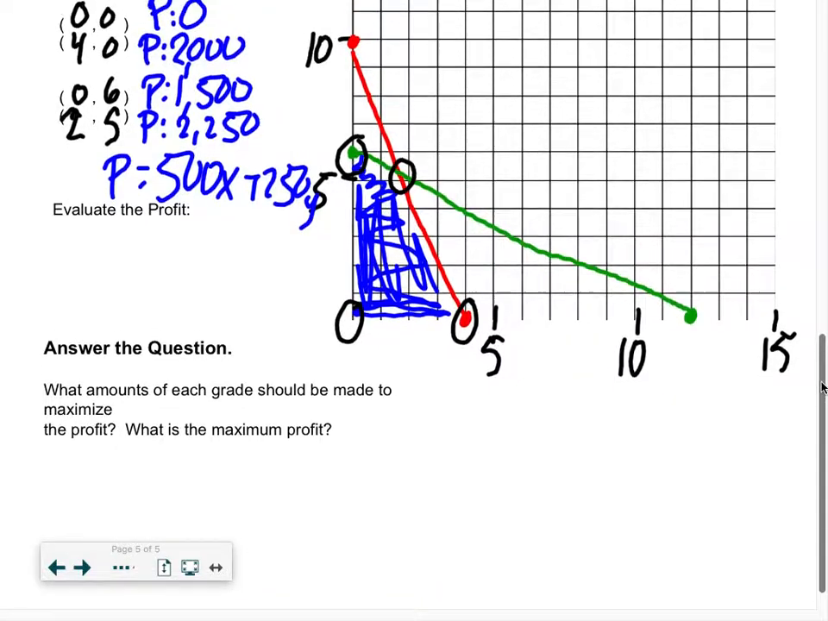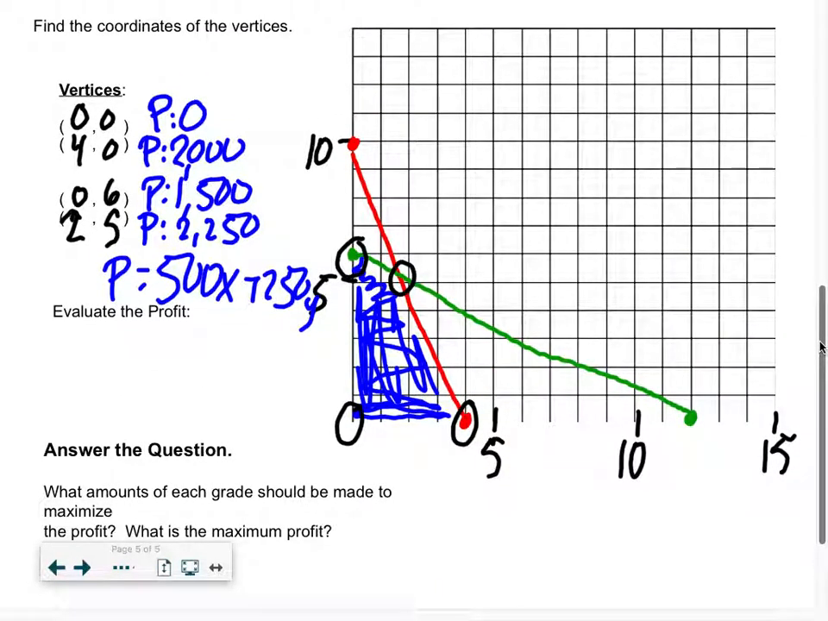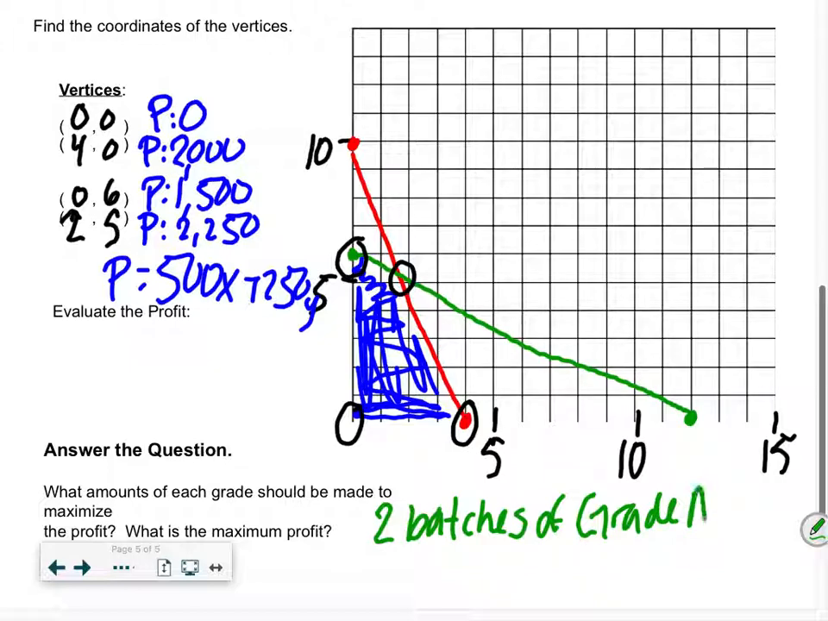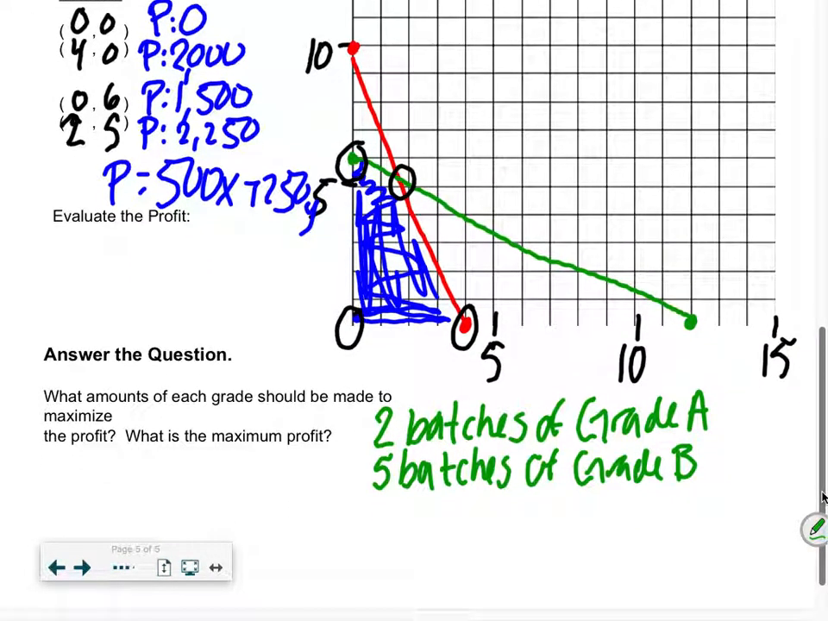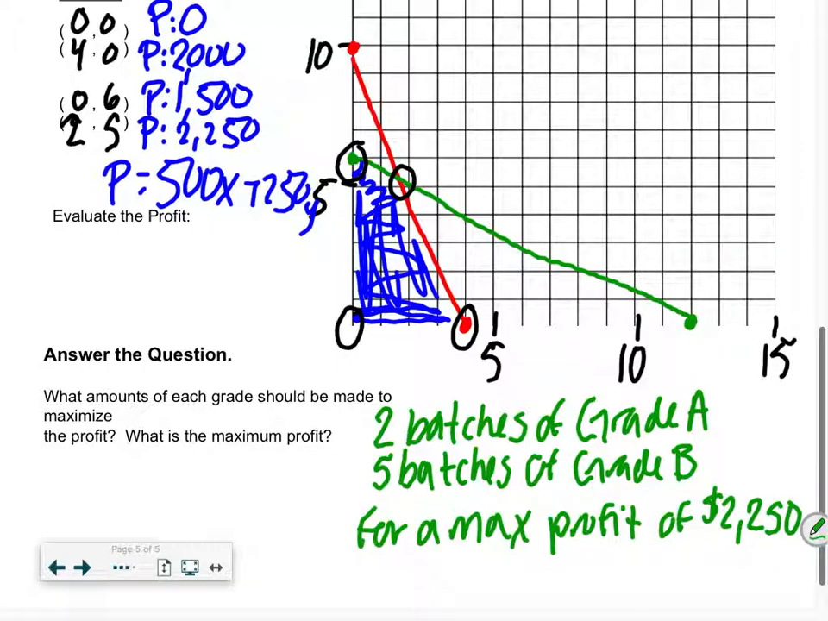We want the max. So how much should I make of grade A? 2, yeah. 2 batches of grade A and 5 batches of grade B for a max profit of 2,250.